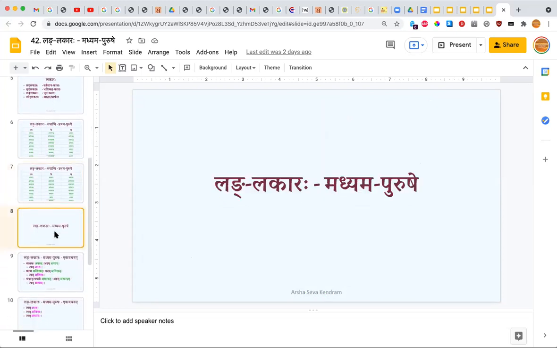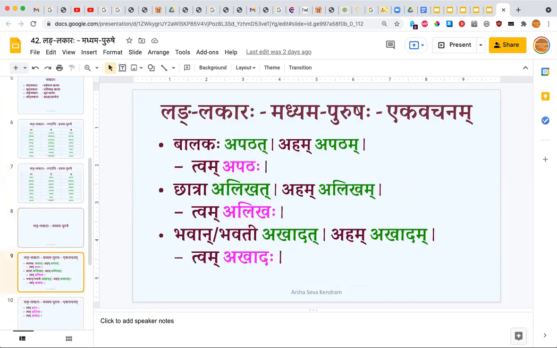We had not studied the Madhyama Purusha rupas, so let us do that today. Balakaha apathat, Prathama Purusha. Aham apatham, Uttama Purusha. The corresponding Madhyama Purusha Ekavachana form is Tvam apathaha. Apathat, apathatam, and Madhyama Purusha apathaha. Balakaha apathat, the boy studied. Aham apatham, I studied in the past. Tvam apathaha, you had studied in the past.